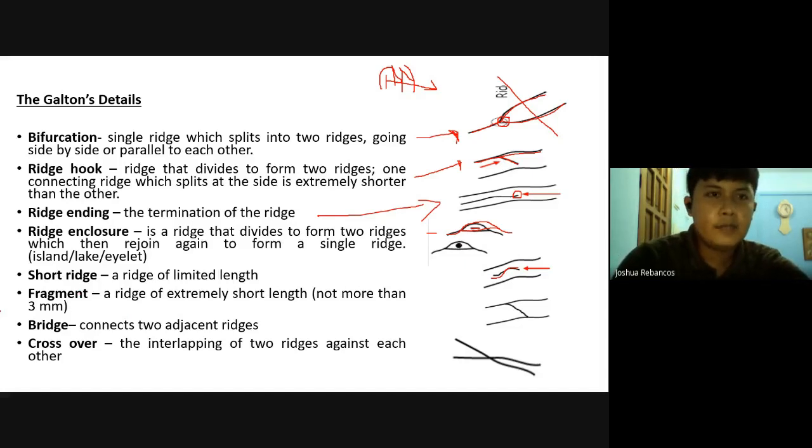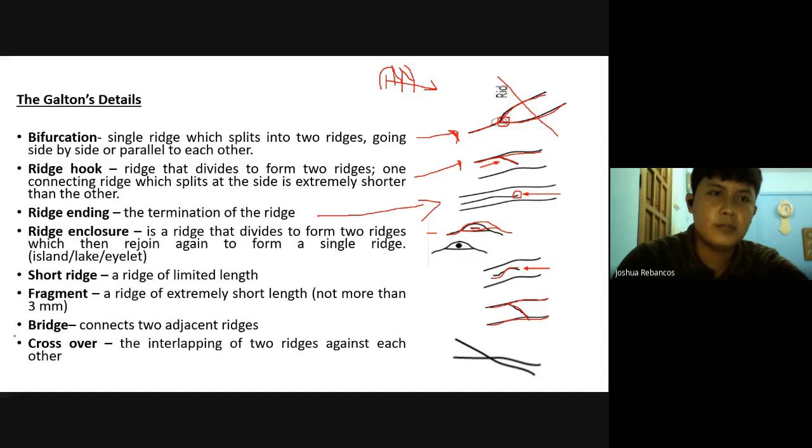Okay? We have the bridge. It connects two adjacent ridges. So ito, two adjacent ridges. Yan. And we have the bridge. It connects the two adjacent ridges. That is called the bridge.